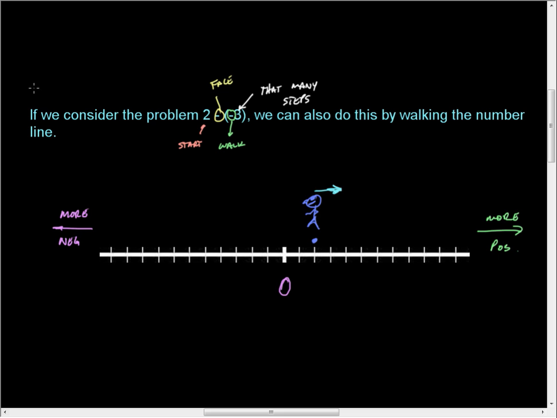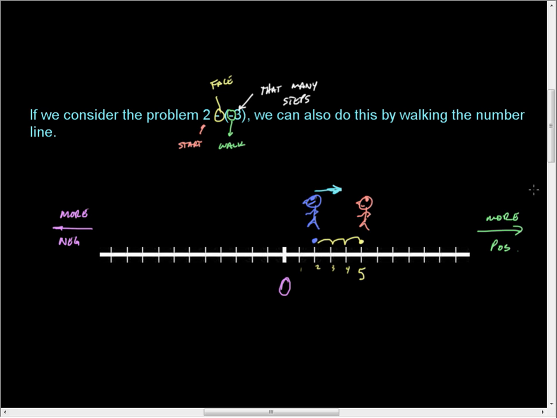So now he walks 3 steps in that direction. So he goes 1, 2, 3, and he's over at 1, 2, 3, 4, 5. So really, when we did the subtraction, we were actually adding the 2 numbers. And that's tough for some people to get. I mean, it's kind of a trick to wrap your brain around that.